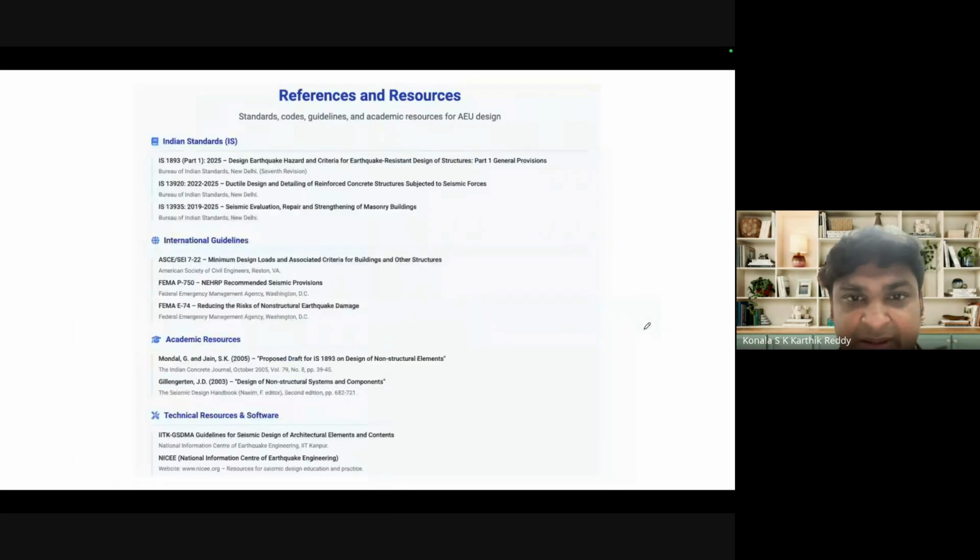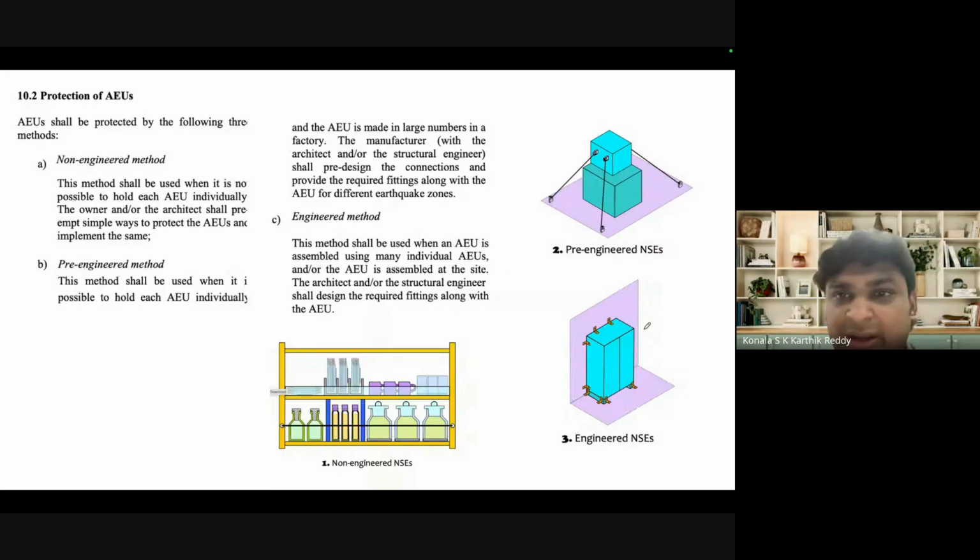I'll just skip this particular part. Yeah, let me talk about this one. See, how to protect your AEUs, architectural equipment and utilities. You have three methods for that. You have one non-engineered method, you have a pre-engineered method, as well as an engineered method. This is how your non-engineered method looks.